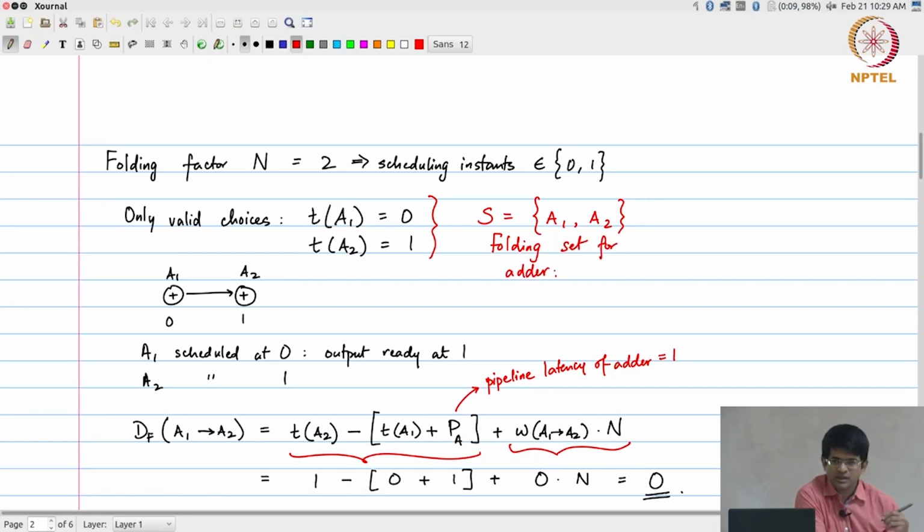The meaning of this notation is basically that the adder has 2 phases in which it can operate, and because I have given this a1 comma a2, it means that a1 is going to execute in phase 0 and a2 is going to execute in phase 1. Even though I am using curly brackets, it is not an unordered set. The order is important over here, a1 followed by a2.